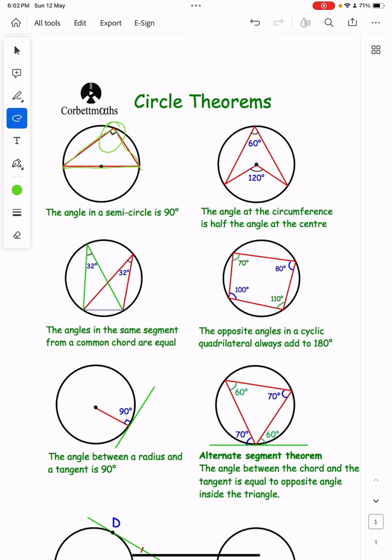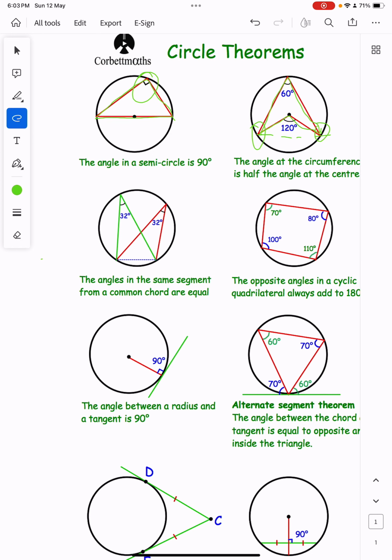Here you have the angle at the circumference is half the angle at the center. So if you have an angle going to the circumference of a circle and going to the center of the circle, notice they're coming from the same point or subtended by the same chord. It might usually be a chord across there. Then the angle at the center is going to be twice the one at the circumference.